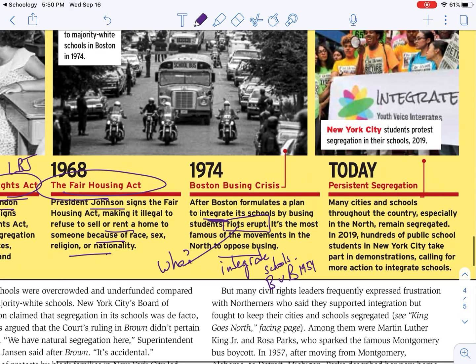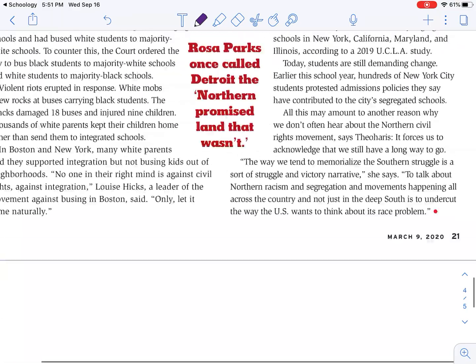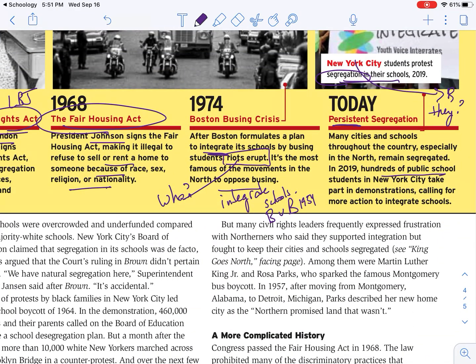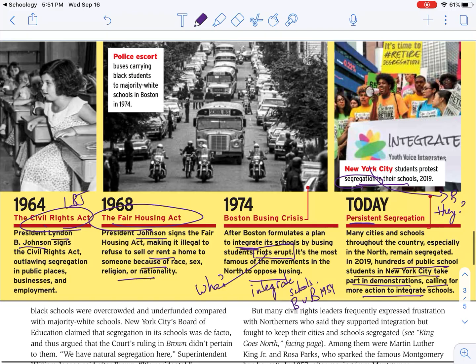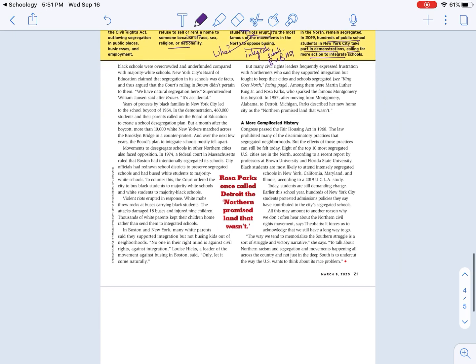And then finally, persistent segregation. Today, students protest segregation in their schools. So are New York schools segregated de facto? Or are they actually segregated based on people's legally being told that that's supposed to happen? So this, I apologize, says hundreds of public school students in New York State take part in demonstrations calling. Okay, so I know students now, these people do look young. I know they're activists and interested in this particular topic.